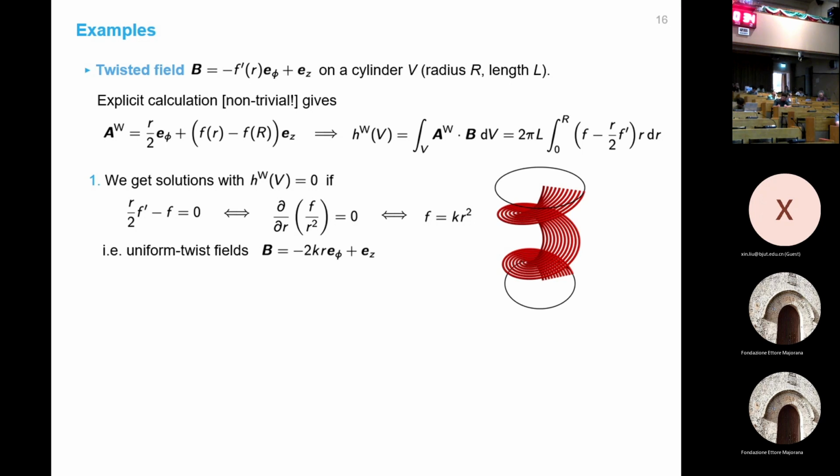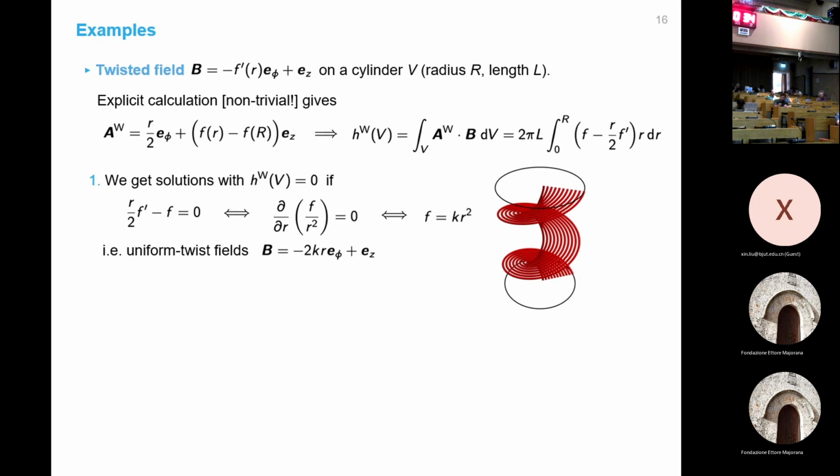So this seems a bit odd. How does this uniformly twisted field, by our definition, have zero helicity? But that's because the helicity is like the internal linking. It's the linking between pairs of field lines, and they don't have any net linking if they're uniformly twisted. So this is not completely crazy.